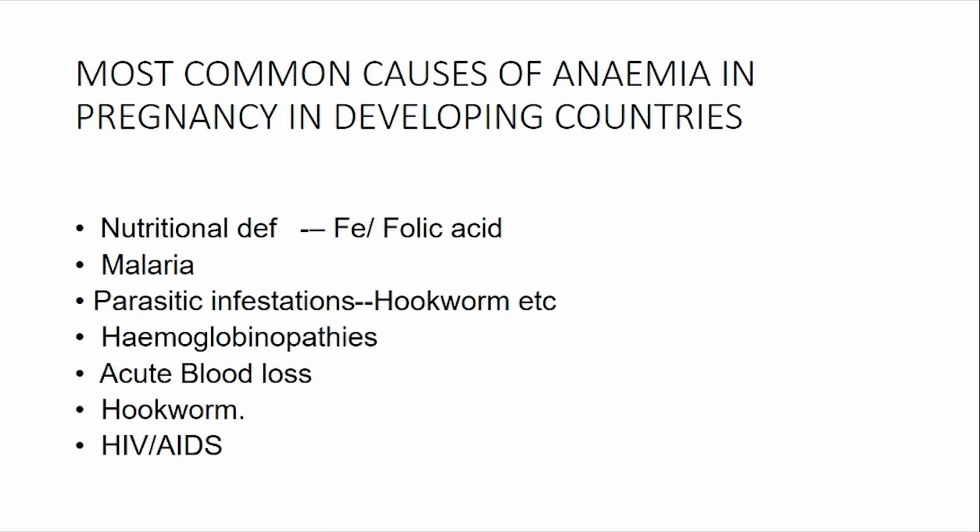What are the common causes of anemia in pregnancy in the developing countries in this environment? From the aforementioned risk factors that I've talked about, nutritional deficiency is the commonest, and this includes folic acid and iron deficiency anemia, otherwise known as dimorphic anemia, which I will still dilate on. Malaria in pregnancy, parasitemia, infestation from hookworm, hemoglobinopathies, acute blood loss, HIV and AIDS. They constitute the common causes of anemia in pregnancy in this environment.